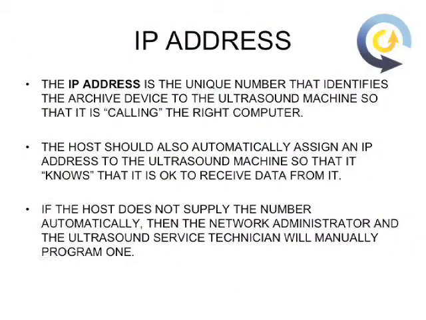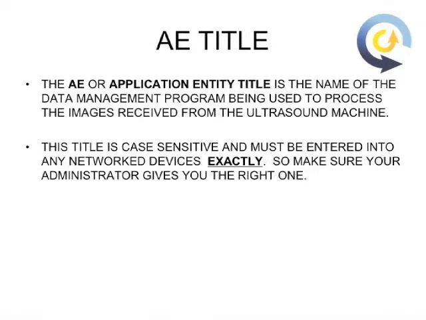In the networking environment, you're going to come across some terms that you may not be familiar with, such as IP address. The IP address is the unique number that identifies the archive device to the ultrasound machine so that it knows it is calling the right number or right device. The host should automatically assign an IP address to the ultrasound machine so that it knows it is receiving the information from the right location. If this does not happen, then your network administrator and your ultrasound installer will confer and assign an IP address to the ultrasound machine.